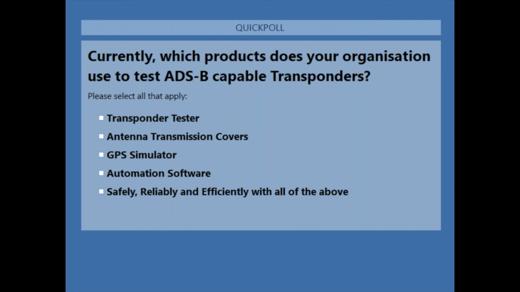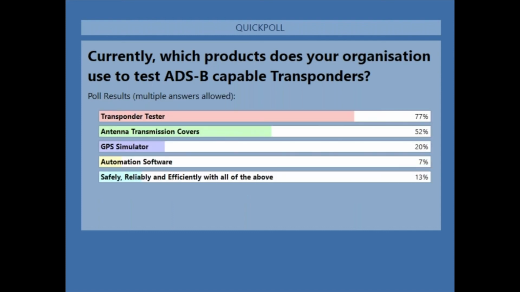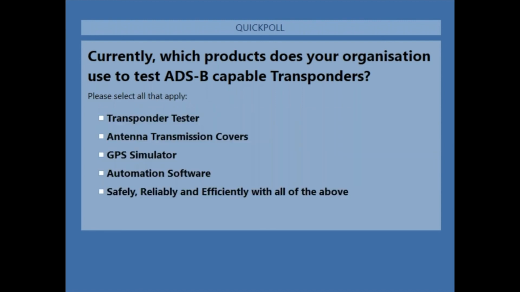Okay, so as we can see by the answers here, we've had 77% of people say they use a transponder tester, 52% saying that they use antenna transmission covers, 20% saying they use GPS simulation, 7% saying that they use automation software, and 13% saying that they use all of the above. So that's back to you now, Hamish.